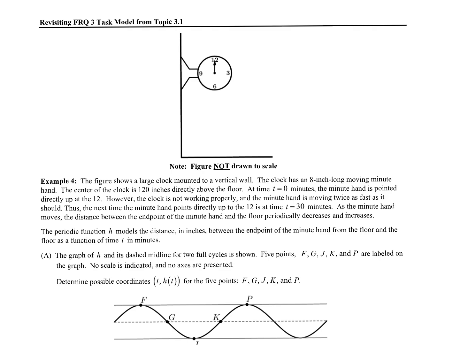30 minutes. Okay, it takes 30 minutes to complete its cycle. All right. Well, what's my maximum here? 128 is my maximum. All right. What's my minimum? 112. All right. Because 120 is in the middle, and then we have an 8-inch second hand. All right. So here we go. Or a minute hand, whatever.